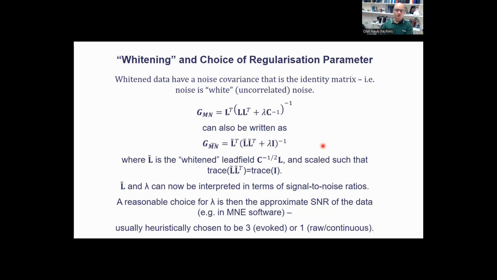That means you can now put all your different sensor types into one equation, because EEG, gradiometers and magnetometers have different physical dimensions. But once you turn them into signal-to-noise ratios, they are comparable. Also, now that you have everything in signal-to-noise ratios, you can choose the regularization parameter lambda depending on the signal-to-noise ratio of your data.